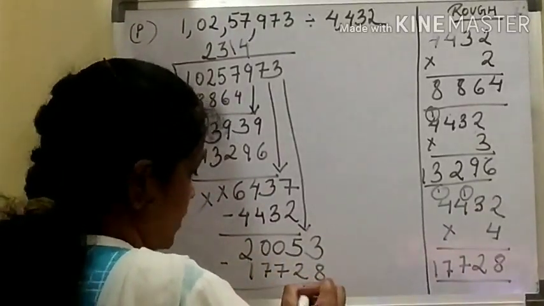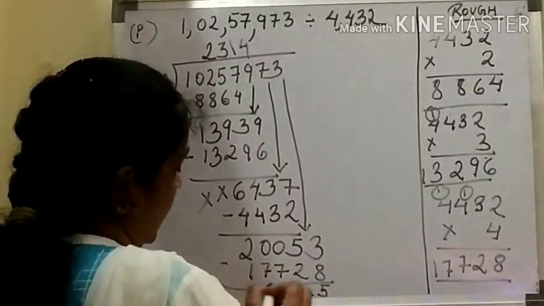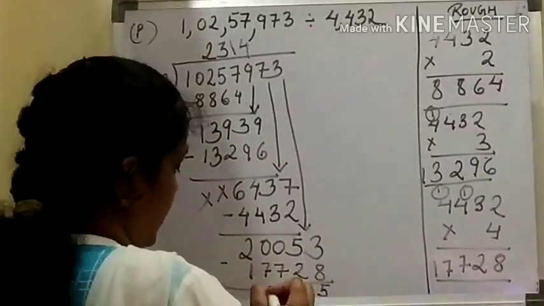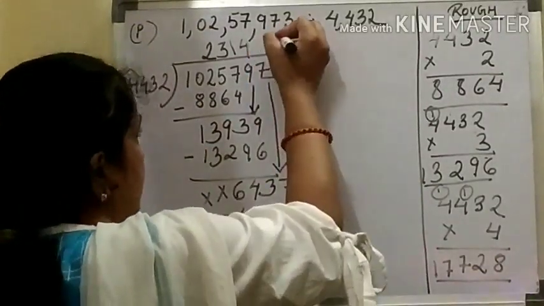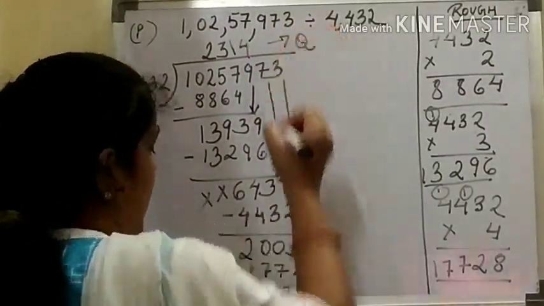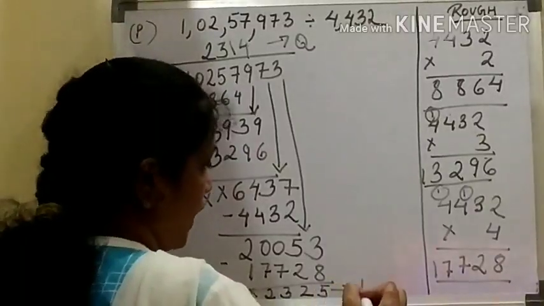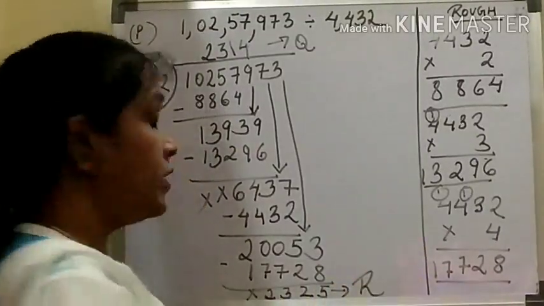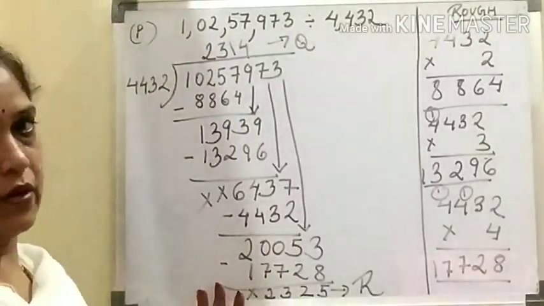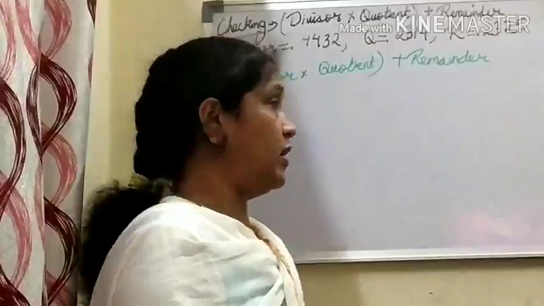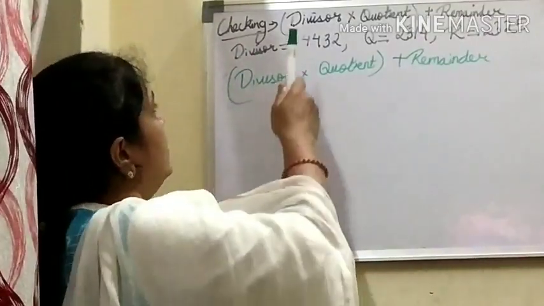Now when we subtracted, 13 minus 8, it is 5. 4 minus 2, it is 2. 10 minus 7, it is 3. And 9 minus 7, it is 2. So what I got? I got 2314 as quotient and I got 2325 as remainder. Got it or not? Now I have to find whether my division is correct or not. By checking I will find it out. Let us do the checking part.